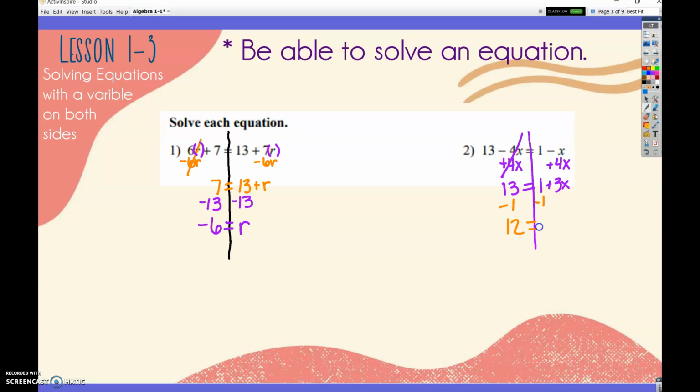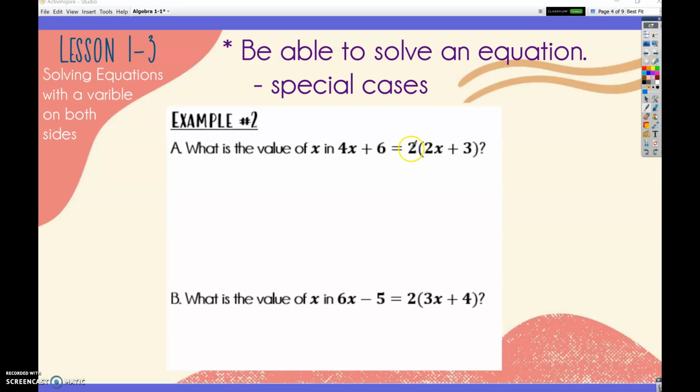So 12 equals 3x. And our final step, to get x by itself, this is 3 times x. So we would divide by 3 to get x alone. The 3 divided by 3 makes 1, which we don't have to write, and 12 divided by 3 is 4.